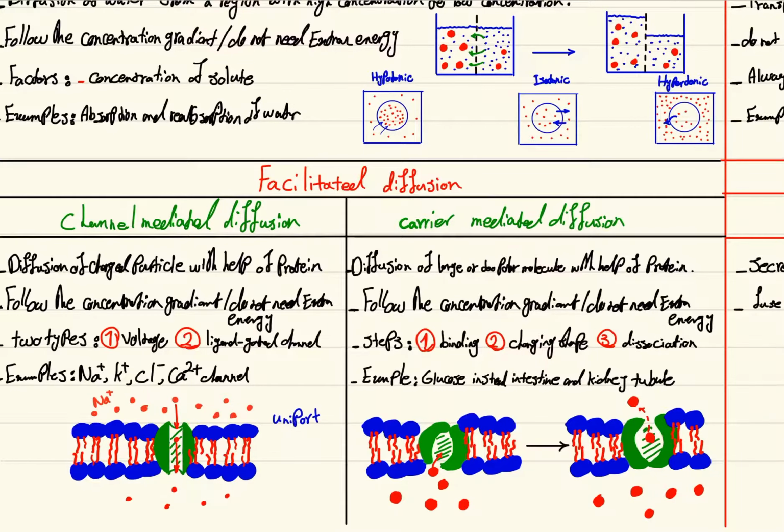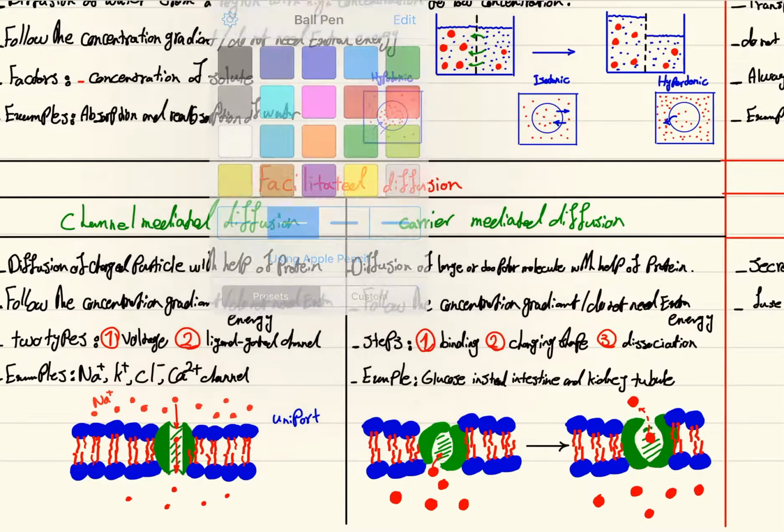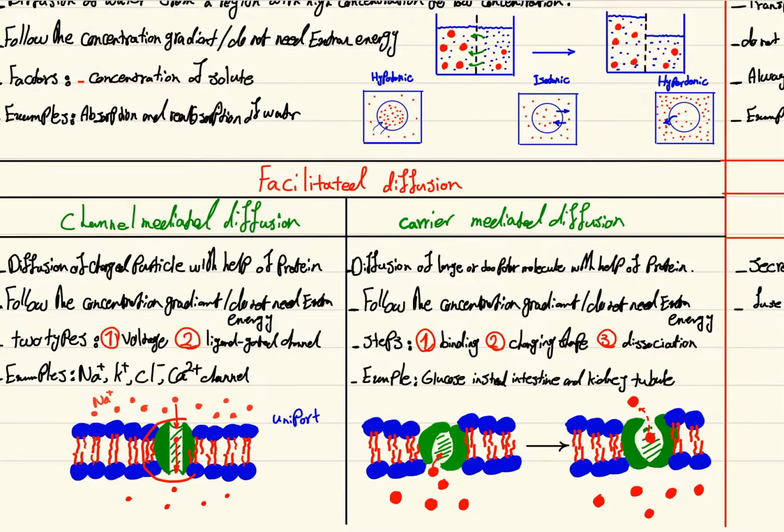Those proteins can be either channels or carriers. For example, ions in our body are hydrated, so their size is so large that they cannot pass through the cell membrane. So they need help, and that help will be provided by the protein that you can see here, the channel-mediated channel protein.